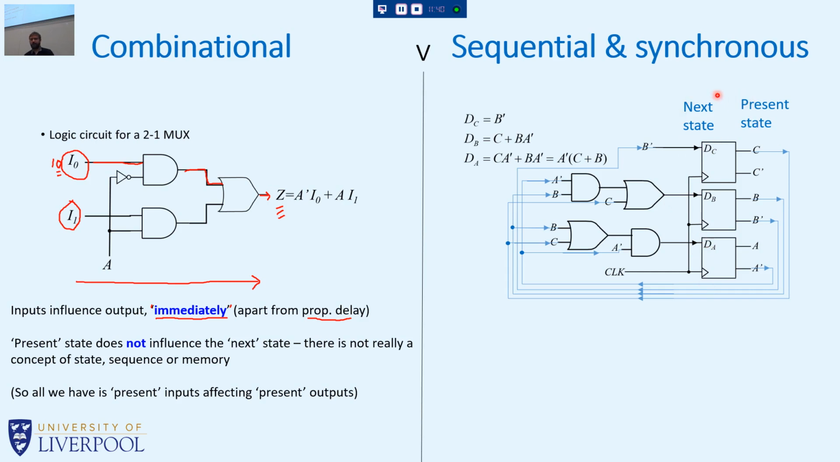Intuitively, you might think left to right if you've got an English background. So you might think, oh, this would be the present state and this would be the next state. But don't fall into that trap. This is the present state. This is what's currently showing on the flip-flops.